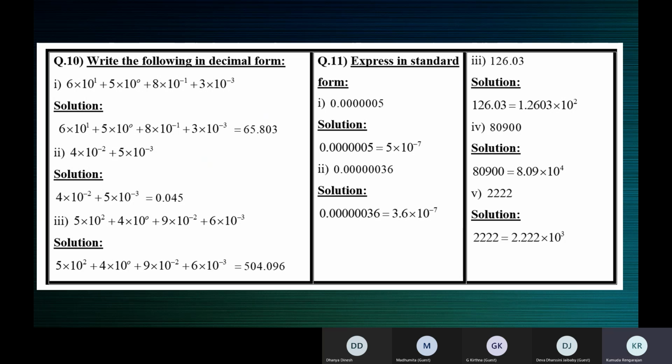Now here, the heading in question number 11 is express in standard form or express in scientific notation. You'll have to express it in the scientific notation. What is given is in the usual form. You will understand the difference, children. Just wait and listen till the end. This is in the usual form, so you will have to write it in the scientific notation or in the standard form.